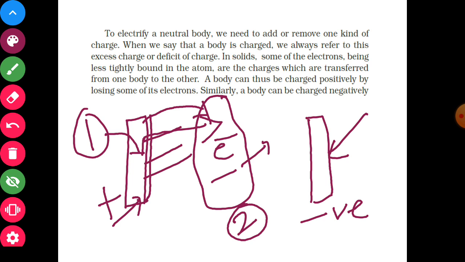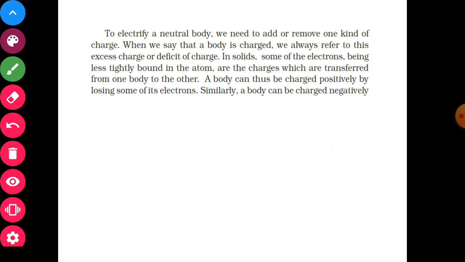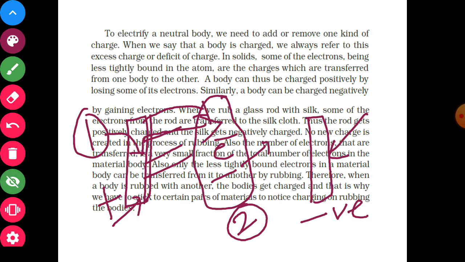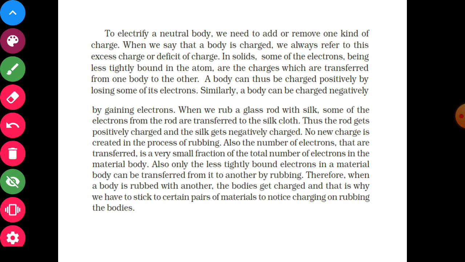A body can thus be charged positively by losing some of its electrons. Similarly, a body can be charged negatively by gaining electrons. When we rub a glass rod with silk, some of the electrons from the rod are transferred to the silk cloth. Thus the rod gets positively charged and the silk gets negatively charged. No new charge is created in the process of rubbing. Try to understand, no new charge is created during this process. Only there is a transfer of charge from one object to the other.